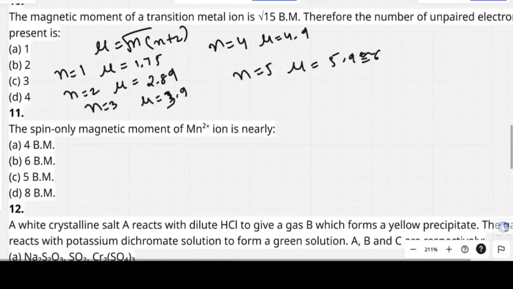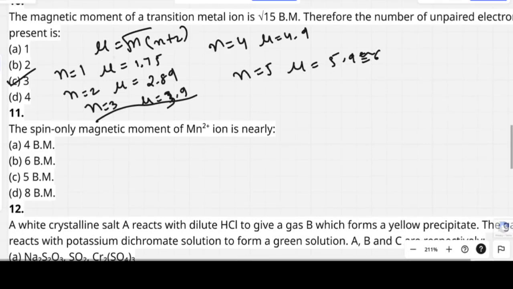The magnetic moment of a transition metal is root 15. Root 15 means it is nearest to 16. The square root of 16 is 4. It is nearest to 3.9, so n is equal to 3 here. Understand? Square root of 15 means it is nearest to the square root of 16, which is 4. Nearest to 4 means n is equal to 3.